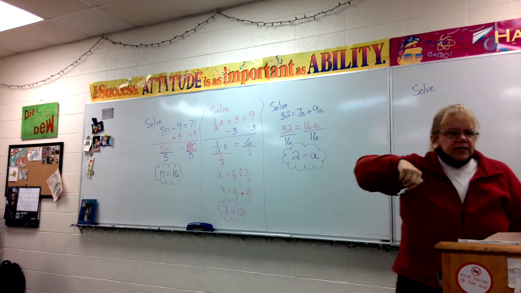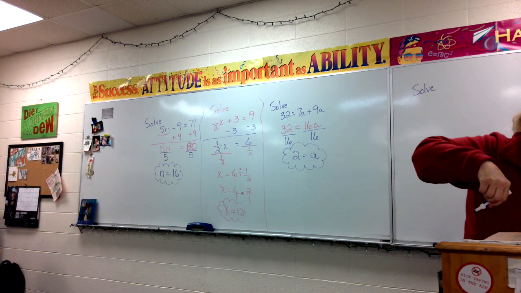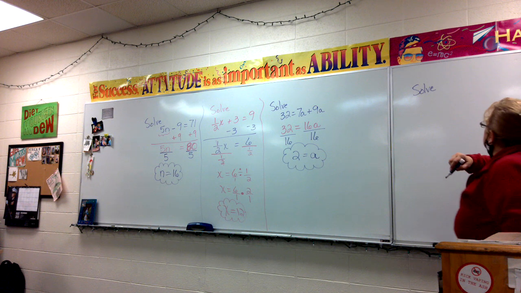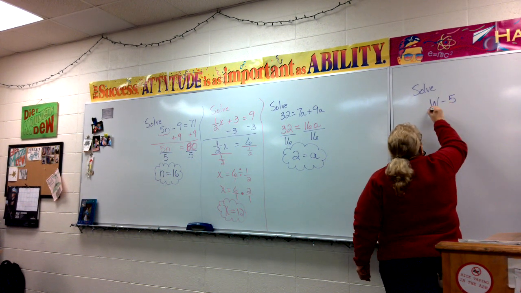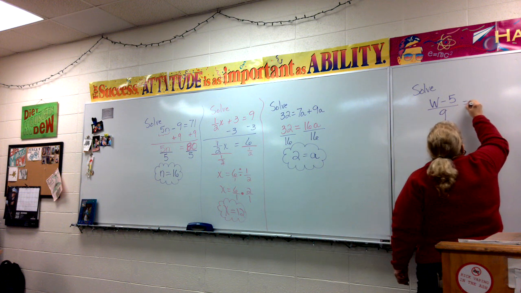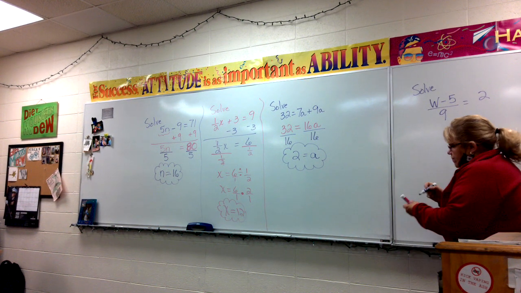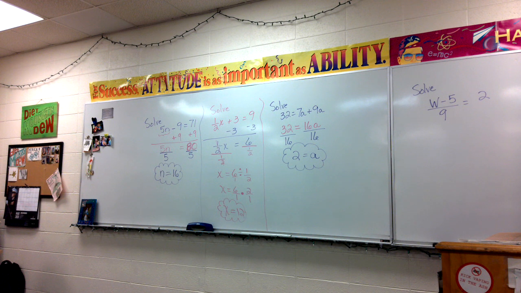Those people probably can't see very well. w minus 5 over 9 equals 2. Oh boy. Anybody with suggestions on that one?